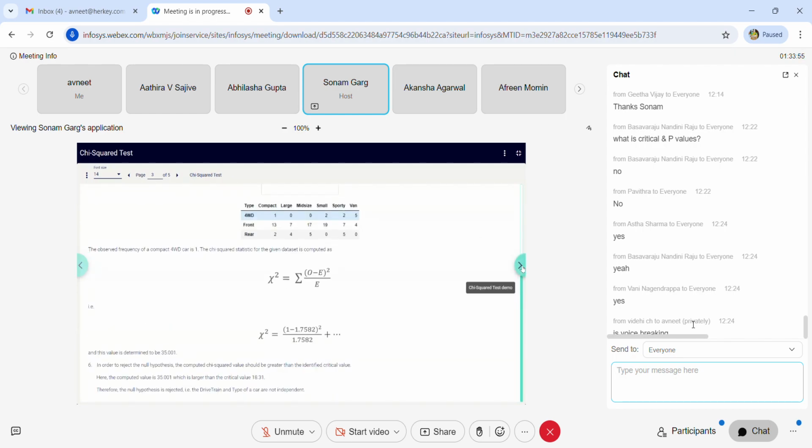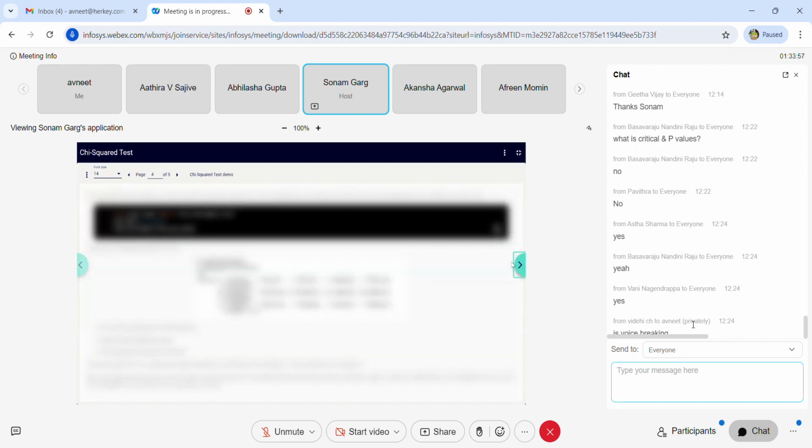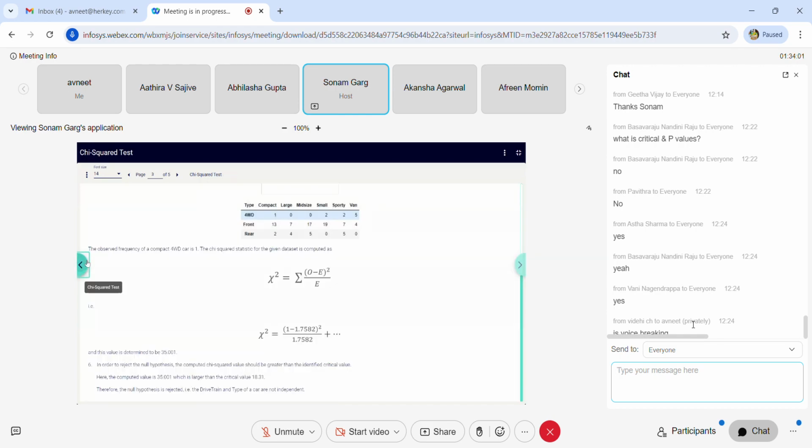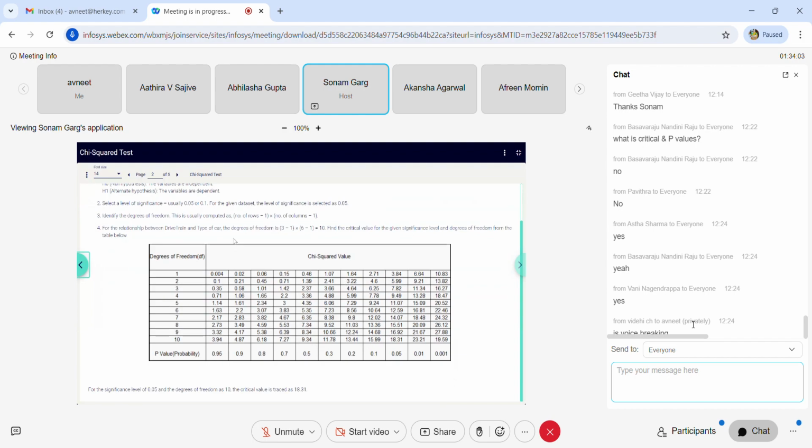Where is this table? Page 2. This is the table you have to refer to. What is the point on the x-axis which is represented by the 0.05 significance level? Look at this table and go for the 0.05 significance level. This is the significance level.